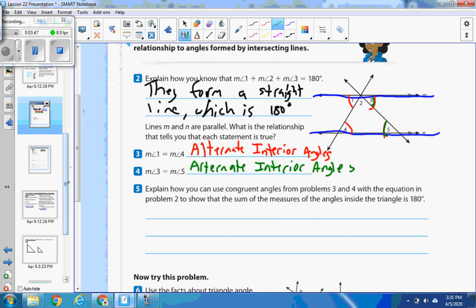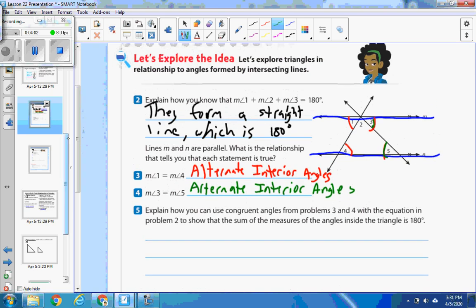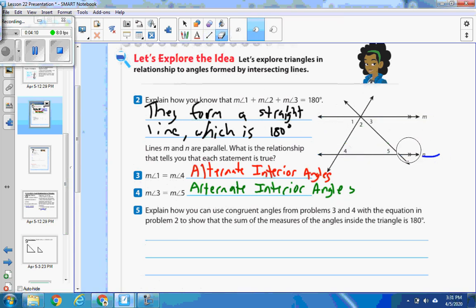Number 5, explain how you can use congruent angles from numbers 3 and 4 with the equation in problem 2 to show the sum of the measures of the angles inside of the triangle is 180 degrees. So this is something that's kind of like a proof. So you'll learn about proofs in geometry, but we're actually using what we know to prove something. So let's look at what we have here.